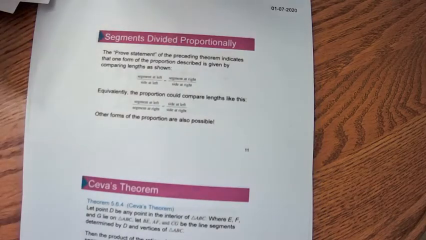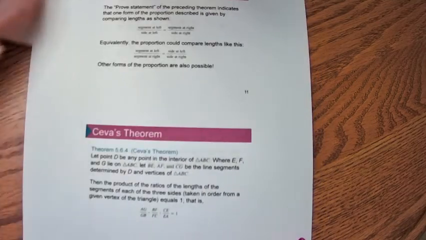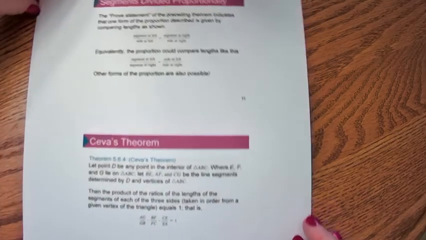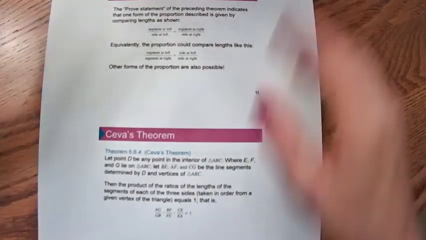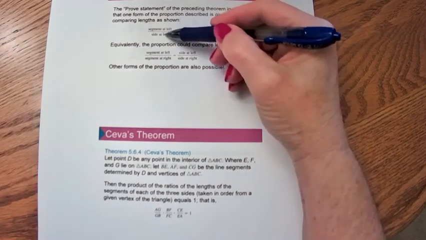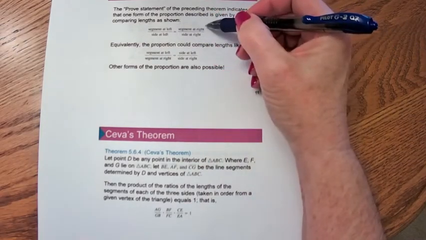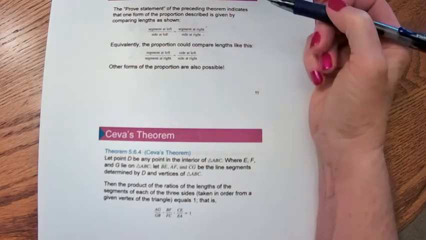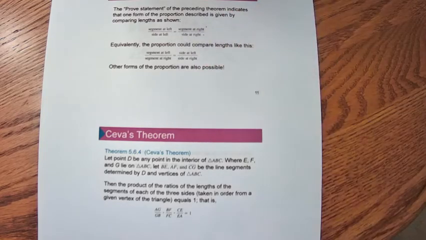And on the next page they have what I wrote, but they have it in words there. The segment at the left to the side at the left is in proportion to the segment at the right to the side on the right. And you can set up your proportion in several ways as long as you are consistent.